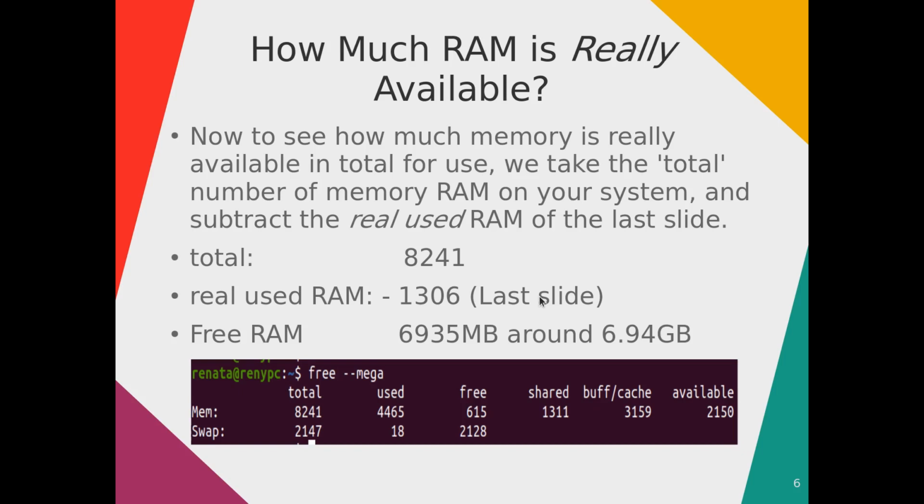Now, how much RAM is really available? To see how much memory is really available in total for use, we take the total amount of RAM on your system, that is this here, and subtract the real used RAM of the last slide. So 1,306 megabytes. And we find that you have 6,935 megabytes of free RAM, which is around 6.94 gigabytes of memory left to run your applications.